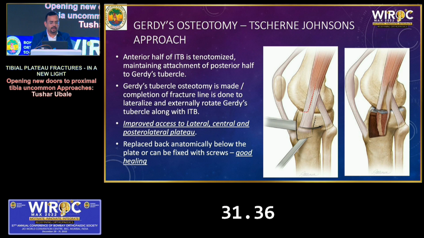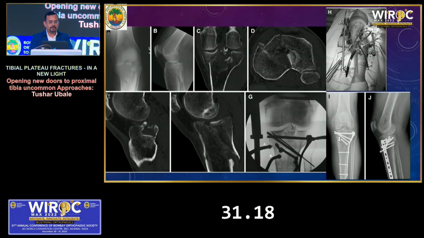and rotated externally, which improves the access to the lateral, central and posterolateral plateau immensely. And the osteotomized Gerdy's tubercle is replaced back anatomically below the plate, or can be fixed separately with the screws. This is an example where this approach has been used.